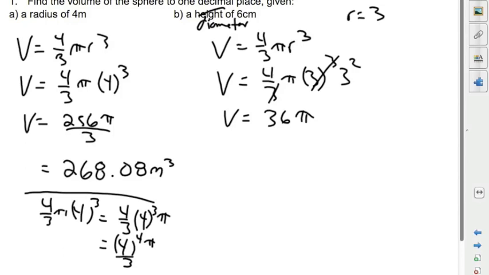Question? Do we have to change the formula for everyone, or can we just plug it in? Not change the formula, just cancel stuff out. If you don't want to cancel, that's fine. All that allows me is I can do the math in my head now. Because now I got 3 squared is 9 times 4. Now I know it's 36 pi, 113.10 centimeters cubed.